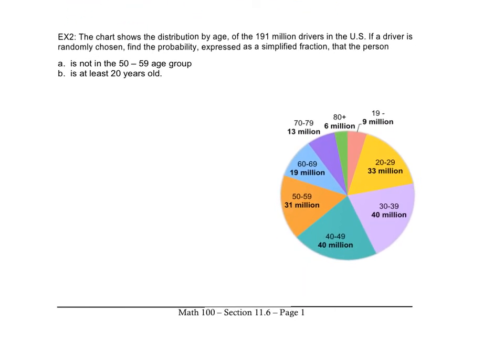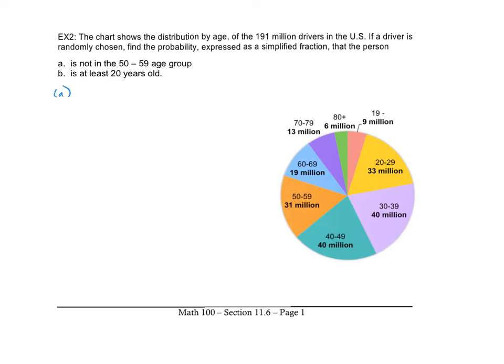We'll do another example where we're using the not formula. Again, remember the not formula is optional. You don't have to use it. It's just that sometimes it's easier to use the not formula than it is to count all of them up. Example 2, we have this chart, and this chart is going to show the distribution by age of the 191 million drivers in the United States. If a driver is randomly chosen, we want to find a probability, and we're going to express these as simplified fractions, that the person is not in the 50 to 59 age group, which would be part A, or part B, is at least 20 years old.